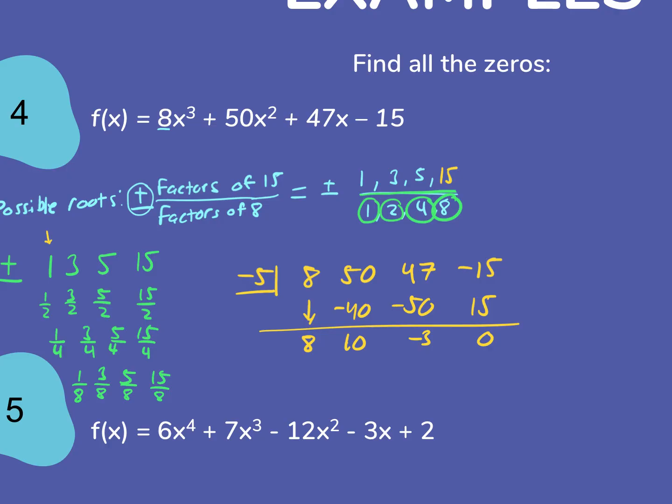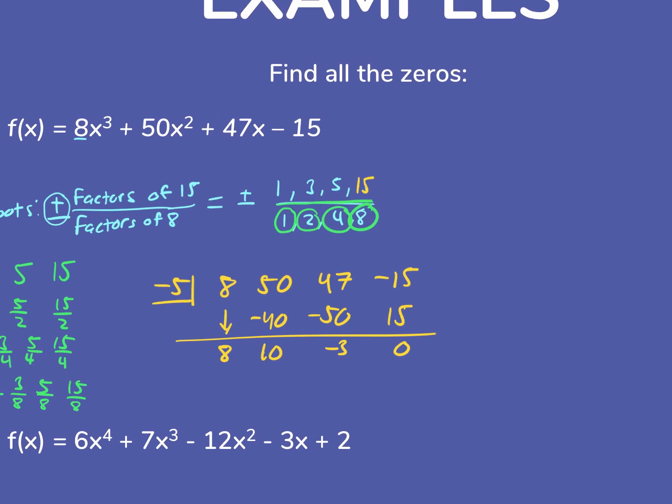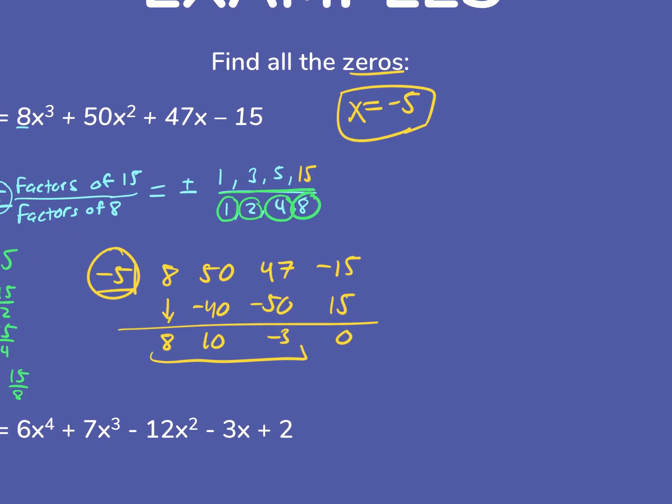So what I know for sure is that x equals -5 is one of my zeros, right? If we did synthetic division and it worked, then that's one of my zeros. So then what we can do from here, instead of continuing to guess and check, is take what we have left over and write that as its own separate polynomial, and then set that equal to 0 and solve that, right?